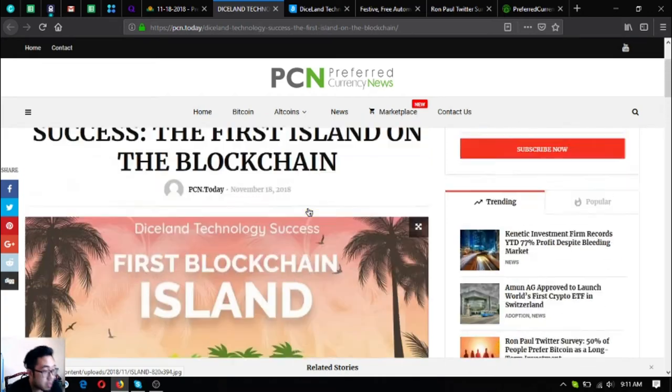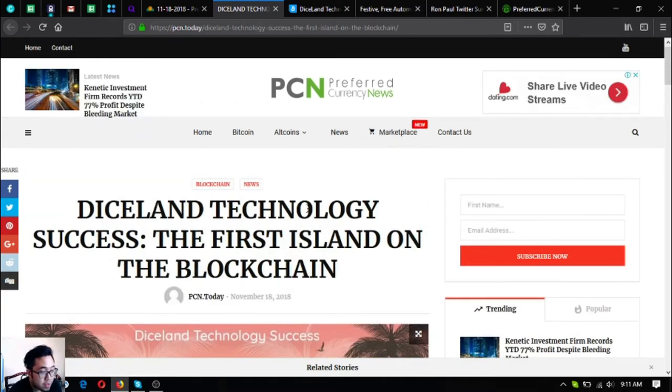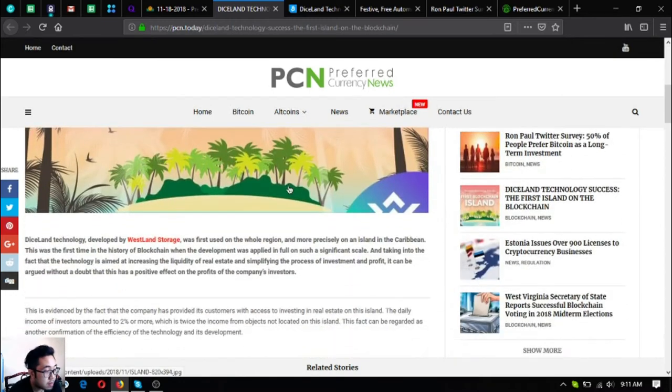Diceland Technology success, the first island on the blockchain. Diceland Technology developed by Westland Storage was first used on a whole region, more precisely on an island in the Caribbean. This was the first time in the history of blockchain that the development was applied in full on such a significant scale. The technology is aimed at increasing the liquidity of real estate and simplifying the process of investments and profit. It can be argued without a doubt that this has a positive effect on the profits of the company's investors.